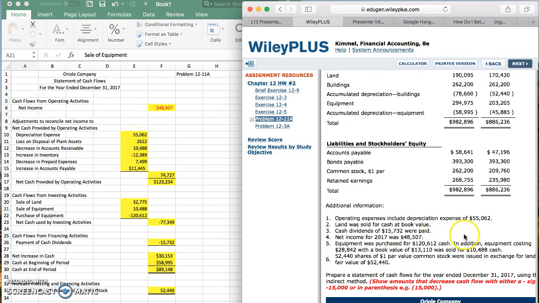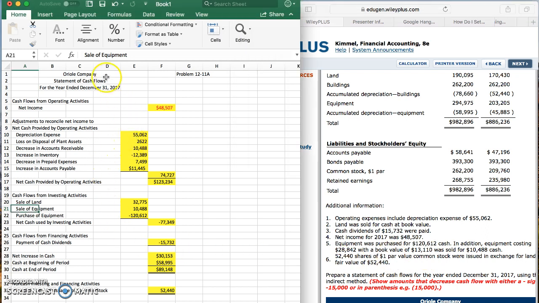So we get the value of $2,622 by subtracting $10,488 cash from the book value of $13,110. And you can see that right here.